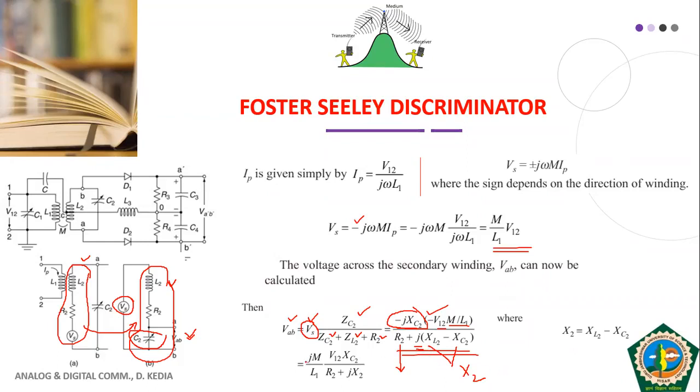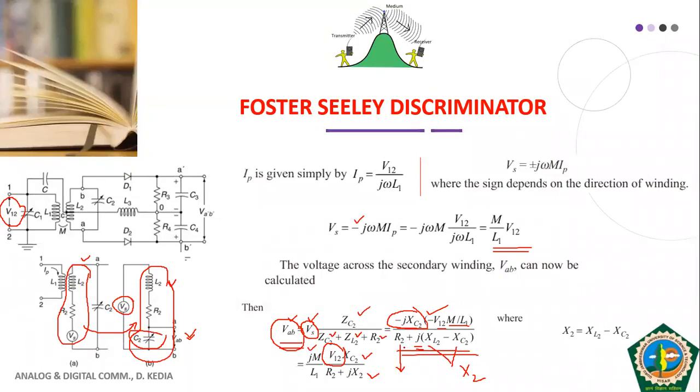Fine. So what we have done in this slide, we have expressed the secondary winding voltage VAB. This VAB is equal to jM upon L1 into V12 into X2 by R2 plus jX2. In other words, we have expressed secondary voltage VAB in terms of primary voltage, that is V12. So V12 was our primary voltage, that is another thing that you should notice here. I hope all of you have been able to understand the derivation of this secondary voltage. Fine.